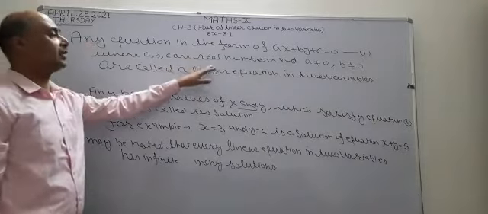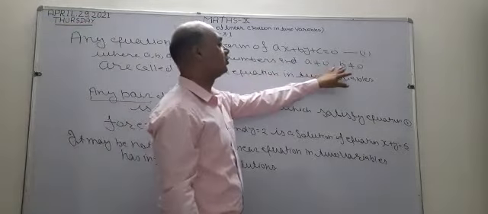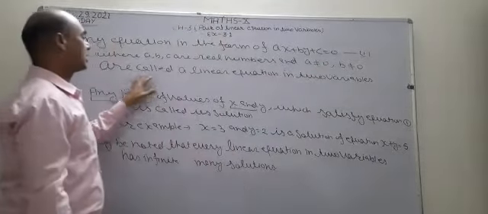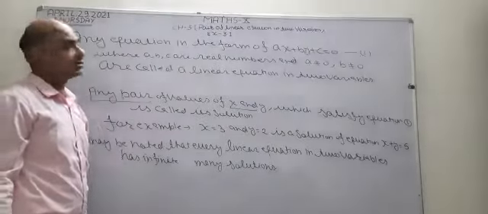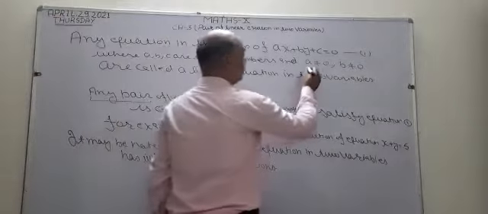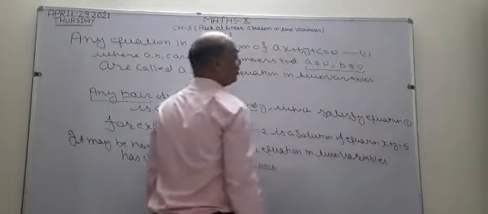Any equation in the form of ax plus by plus c equal to 0, where a, b, c are real numbers and a is not equal to 0, b is not equal to 0, is called a linear equation in two variables. Now, what is the meaning of this? A and B cannot be equal to 0.